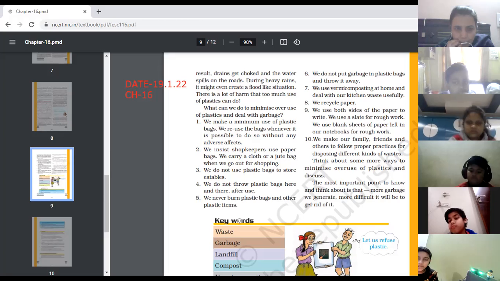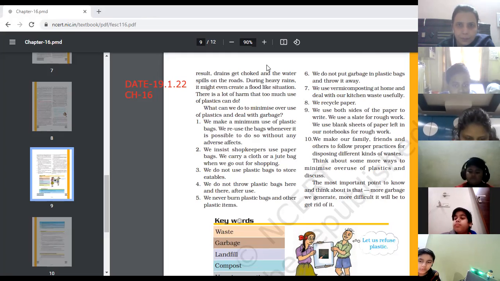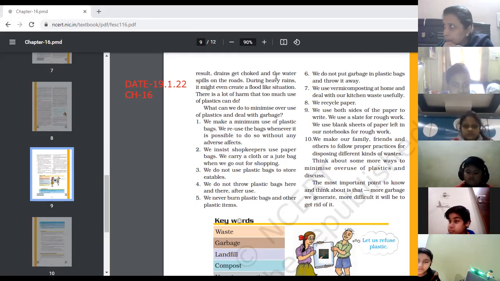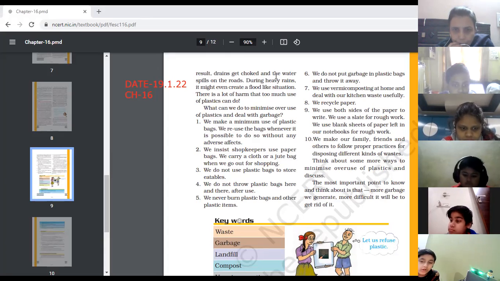Eighth, we recycle paper. Ninth, we use both sides of paper to write. We use a slate for rough work. We use blank sheets of paper left in our notebook for rough work. We make our family, friends, and others follow proper practices for disposing different kinds of wastes. Think about some more ways to minimize overuse of plastics and discuss.